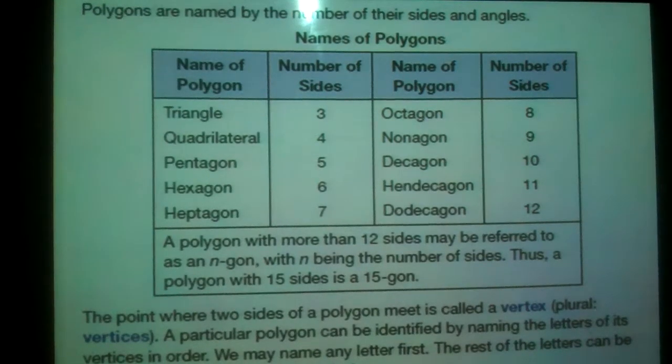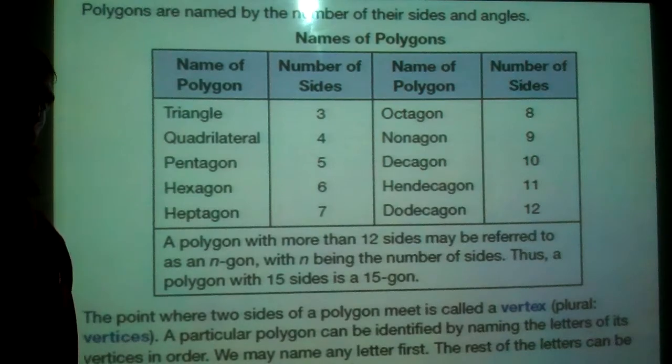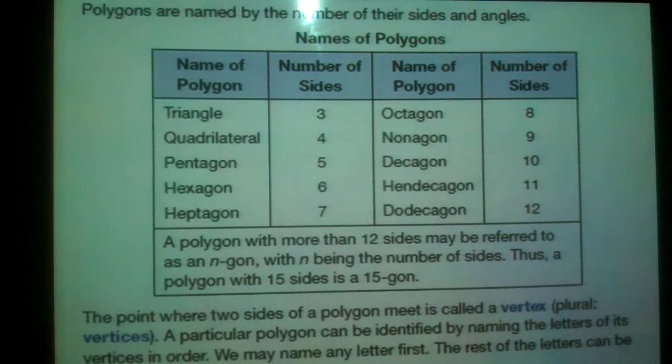Okay. This is in their book. Polygons are named by the number of sides and angles that they have. Okay? And here is sides 3 through 12. Triangle for 3-sided, quadrilateral for 4, pentagon 5, hexagon 6, heptagon 7, octagon 8, nonagon is 9, decagon is 10, hendecagon is 11, dodecagon is for 12. And a polygon with more than 12 sides may be referred to as an n-gon, with n being the number of sides. So a polygon with 15 sides, a 15-gon. So it can go all the way up to whatever you want to, 105-gon if we wanted to.